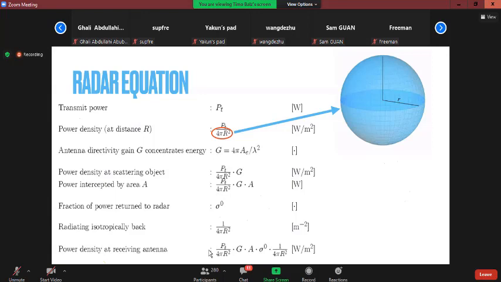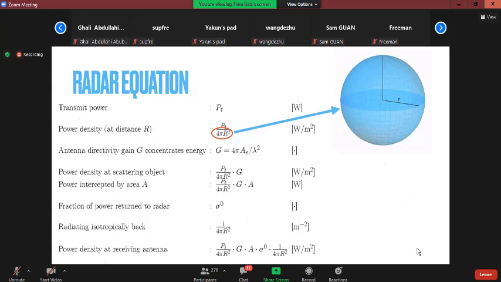And then the fraction of power that is returned to the radar, which would be a function of the material and of the direction, so how much of that is actually coming back to the radar system. Then we are going back, radiating isotropically back. You see that's another sphere, right? We can understand it as another transmission now backwards. And then we receive that at the receiving antenna, and the power that we actually receive also depends on the area of the antenna at the end that is receiving all of that.